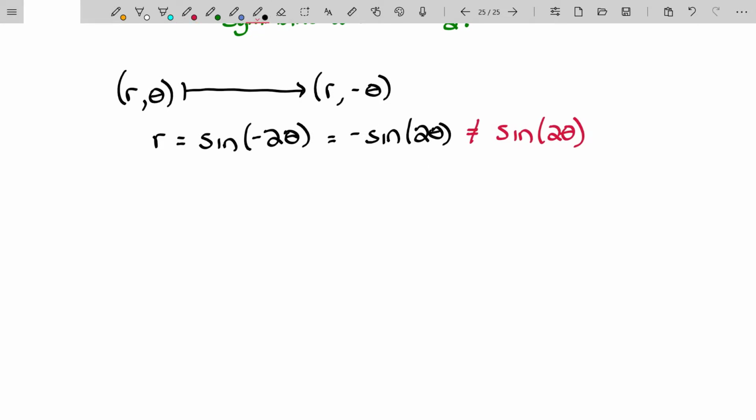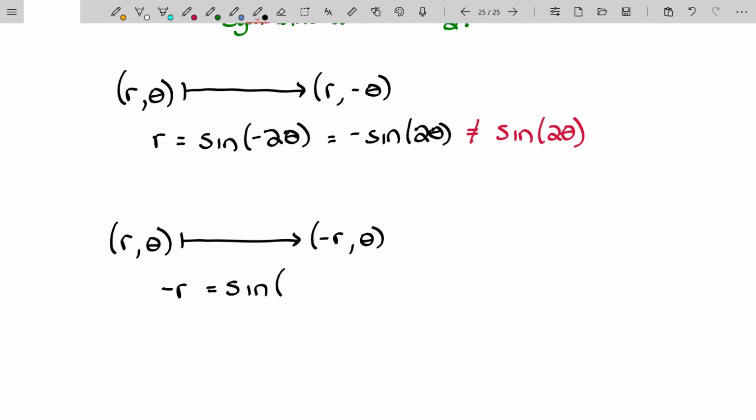Let's take a look. I have r comma theta. I'm going to trade that out for a negative r comma theta. Well, let's see, negative r is equal to sine of 2 theta. Unfortunately, if you multiply both sides by a negative 1, that would imply you have r is equal to a negative sine of 2 theta, which is not the original function. So again, we cannot guarantee that we have symmetry about the pole.